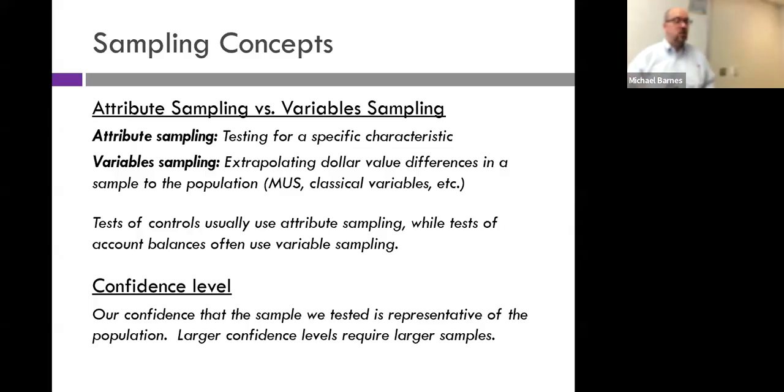So variable sampling is extrapolating dollar value differences in a sample to the population. There are many different methods we can use. We can use monetary unit sampling, classical variable sampling, dollar value sampling. There are a lot of different approaches that we could use depending on the situation. Again, I'm not an expert in this area. I can only give you a general understanding of what this means.